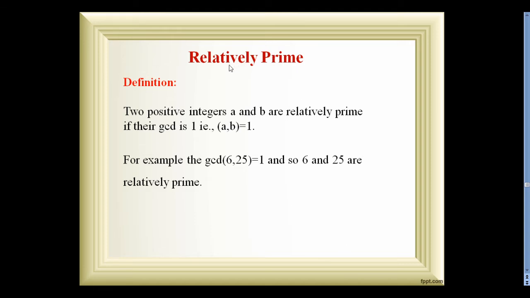Next topic is relatively prime. Definition: two positive integers a and b are relatively prime if their GCD is 1. Suppose you take two positive integers a comma b. When we find the GCD, its value will be 1. For example, GCD of 6, 25. There are no common divisors of 6 and 25 other than 1, so the GCD value is 1, and 6 and 25 are relatively prime.